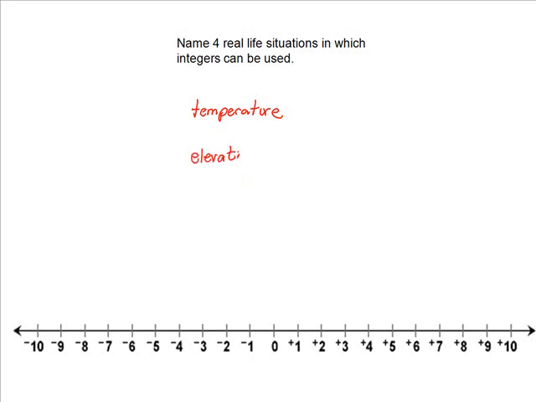Another one you maybe haven't thought of too much would be elevation. Are you above sea level or below sea level? If you're in an area of the country that's below sea level, we generally say you're so many feet below sea level. That would be represented by a negative number.